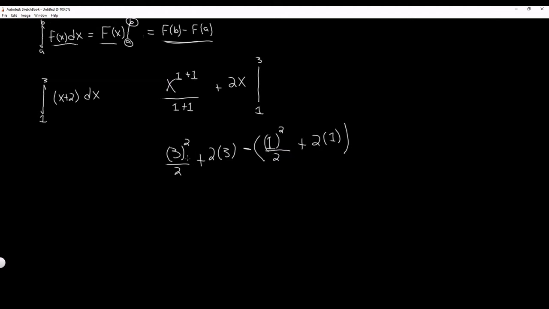So we're going to do some simplification. 3 squared is 9, so this is going to be 9 divided by 2 plus 2 times 3 is 6, minus 1 squared is 1 divided by 2, so this is 1/2 plus 2. If we simplify this out, you can type this all into your calculator, but this is going to be equal to 8. And that will be the answer to this problem.